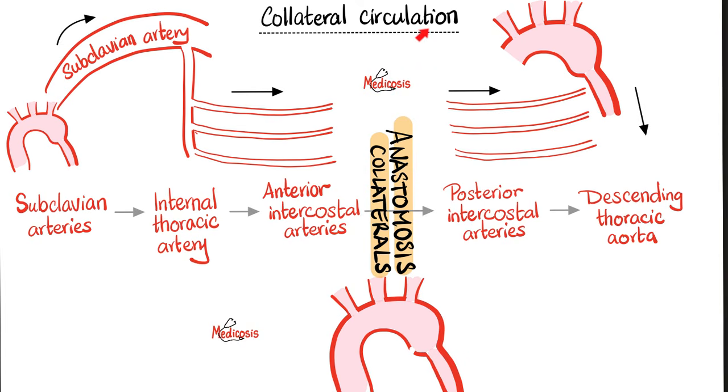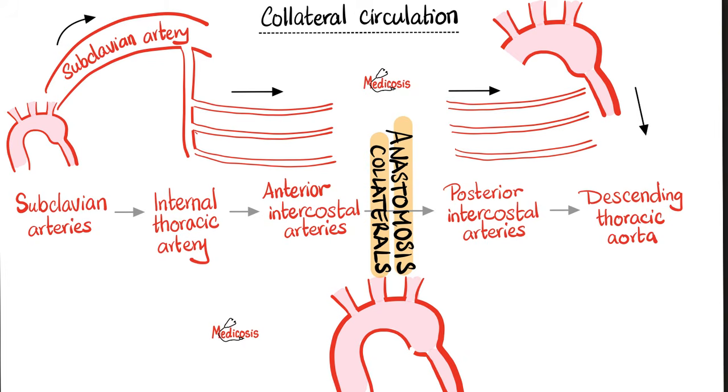The collateral circulation is an important board question, especially for Step 1 USMLE and COMLEX. They ask you where are the collaterals between what and what. Here's the story. Look, here is the aorta, right? What is the purpose of the collateral? I want to open a junction. I open a passage between pre-obstruction and post-obstruction, which means between the aortic arch and the descending thoracic aorta.